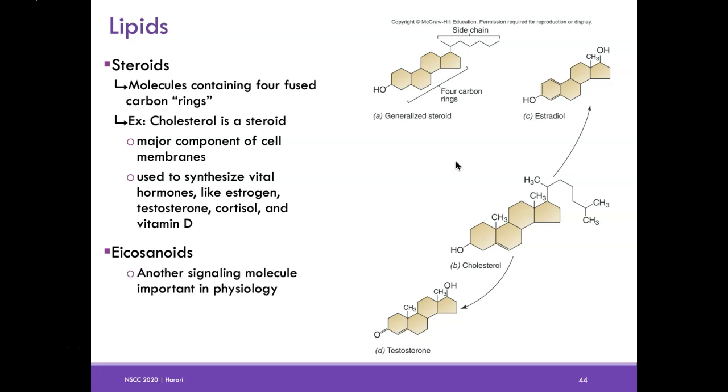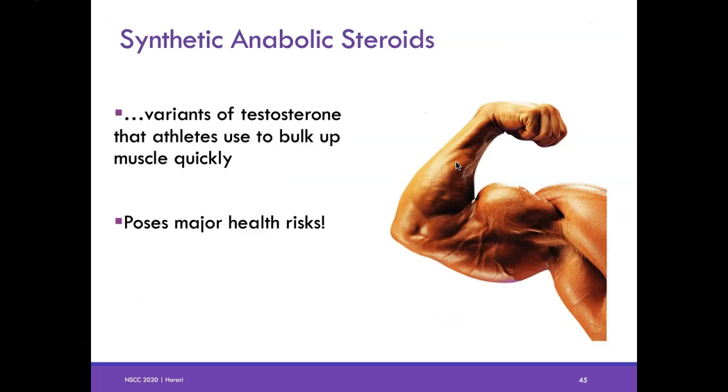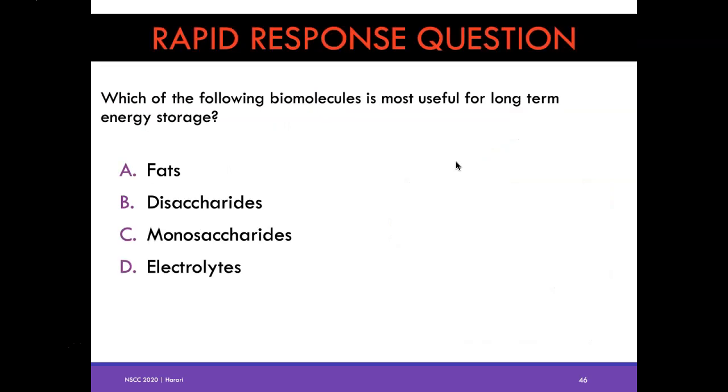Eicosanoids are interesting. Those are a type of signaling molecule that are made from a certain type of fatty acid. And again, these are used for communication and also have roles in inflammation and blood clotting. You could have a synthetic steroid that is a variant of testosterone that athletes use to bulk up muscle quickly, but these pose major health risks.